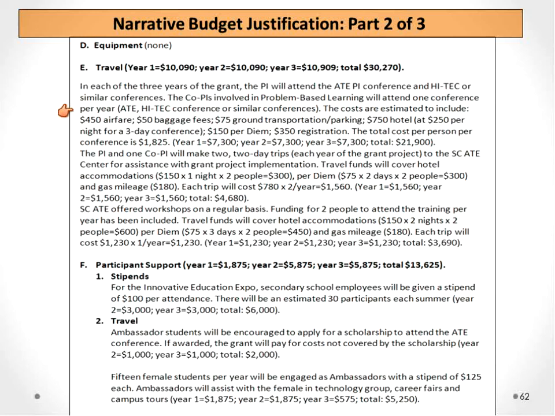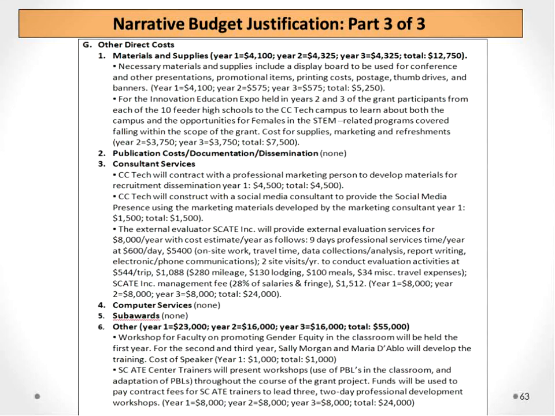For your travel, as was pointed out earlier by Ellen, we've got very specific information: how much for airfare, how much for baggage fees, how much for ground transportation, per diem, registrations, whatever your costs are going to be, all outlined very specifically. In the participant support category, you've got your stipends here. You're talking about how many people are going to be there, and how much per person, and how many participants, and how that calculation was done. And the same thing for travel. And then we'll look at the final page of this particular justification.